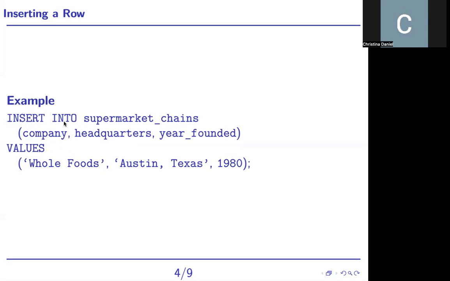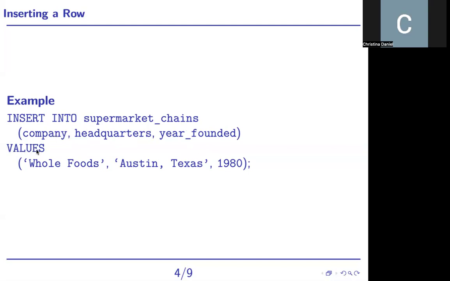Here we have INSERT INTO supermarket_chains, where supermarket_chains is the name of the table, and the column names are company, headquarters, and year_founded. If you saw the previous video, you'll notice that date_founded was changed to year_founded because the year is an integer, unlike the date. So this is more accurate.